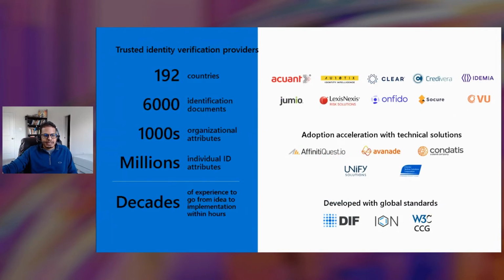Then, yeah, a huge call out to our partners. Basically, with these partners, we are covering 192 countries, 6,000 identity documents, and thousands of organizational attributes, millions of individual attributes. And then we definitely have decades of experience going with our system integrator partners. So definitely a great call out to them.